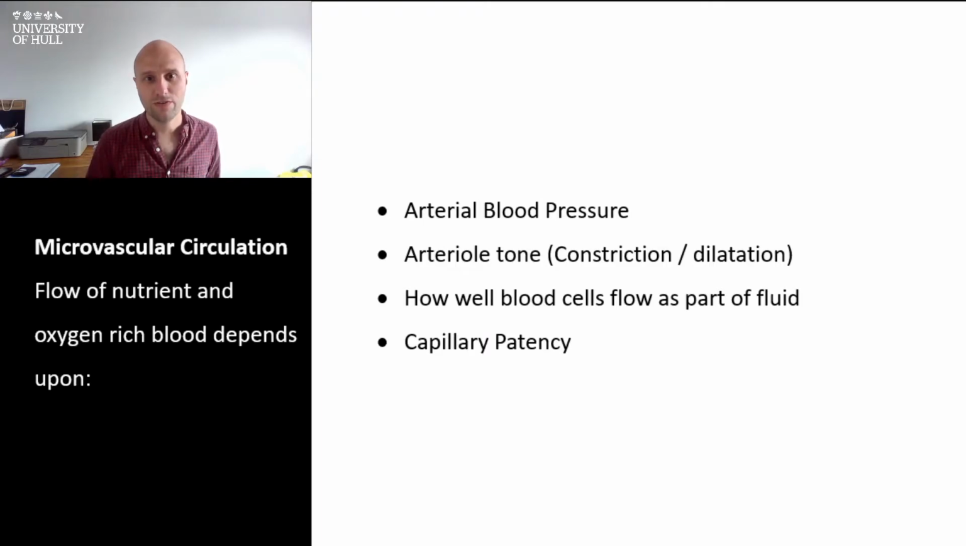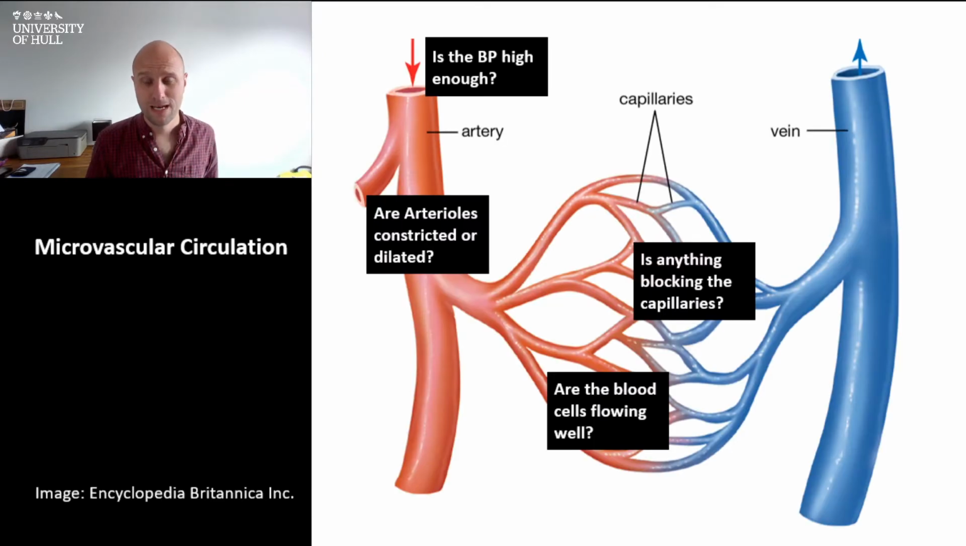So in order for this microvascular circulation, all the blood flowing through the capillaries and exchanging respiratory gases and toxins and nutrients with the tissues, we need to have four things. We need to have a reasonable arterial blood pressure. We need control of the arterial tone to let in just the right amount of blood through the capillaries. That blood needs to be able to flow easily through the capillaries, and the capillaries need to be patent, so there can't be anything blocking them.